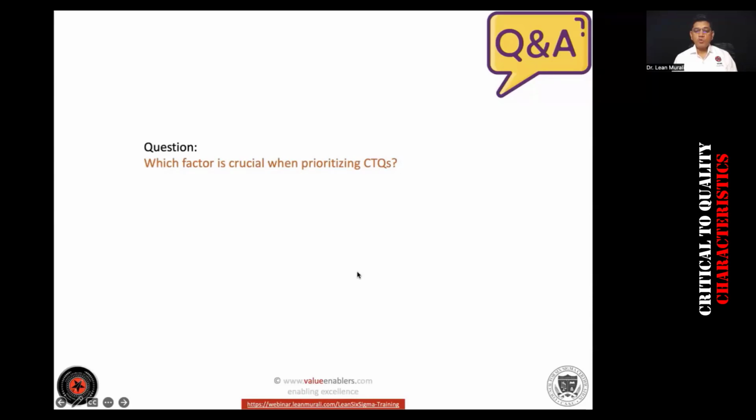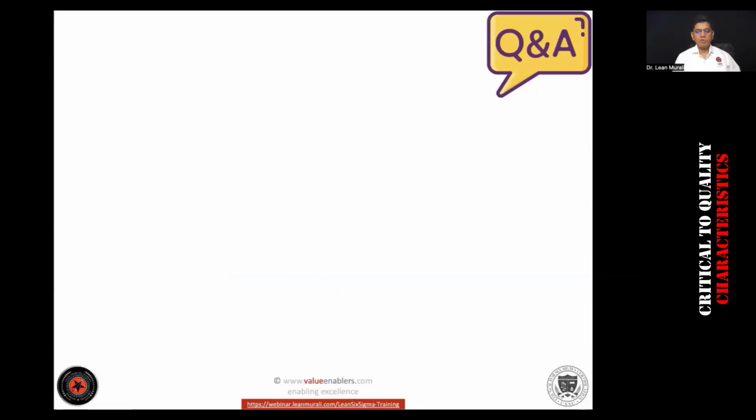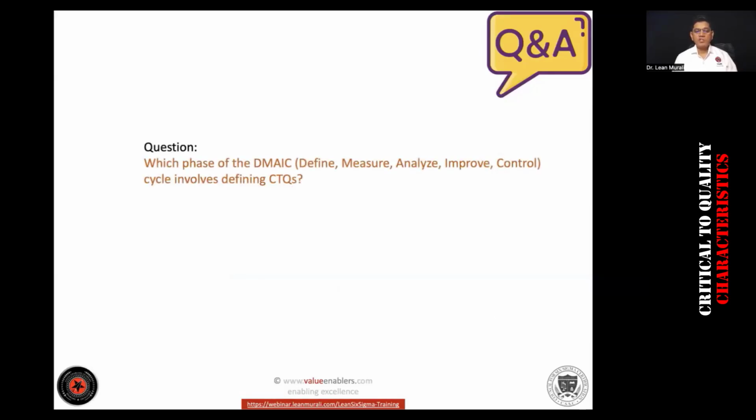Which factor is crucial for prioritizing critical to quality? Frequency of occurrence, cost of implementation, impact on customer satisfaction, or employee preferences. Let's see the answers. What's the answer? That's a no-brainer: impact on customer satisfaction. Fantastic. Thank you very much. For those of you who are here, I will share the complete Lean Six Sigma training manual. Please hold on.